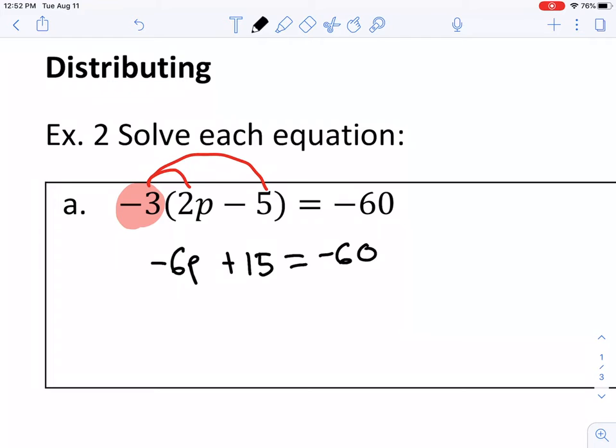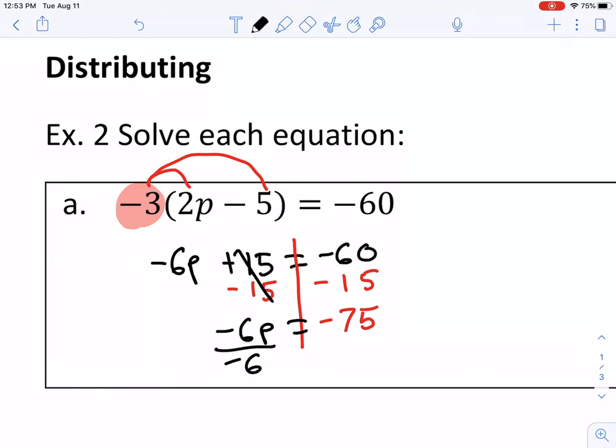And then I'm rewriting my negative 60. I now have a two-step equation. I get rid of my 15 first by doing the inverse operation, which will leave us with negative 75 down there. These cancel, and negative 6p. From here, I can divide negative 6 to both sides.